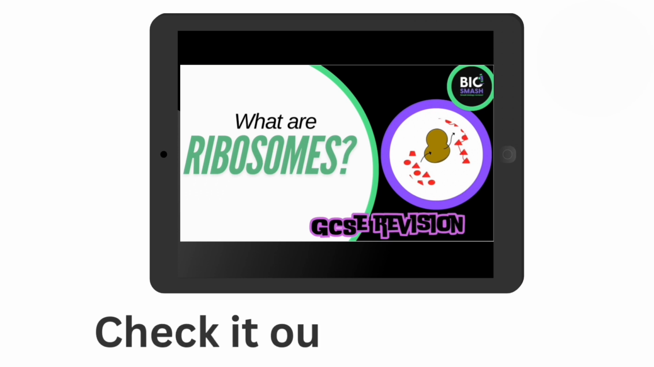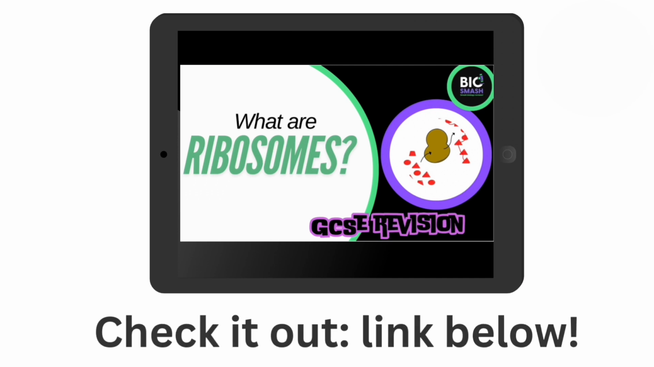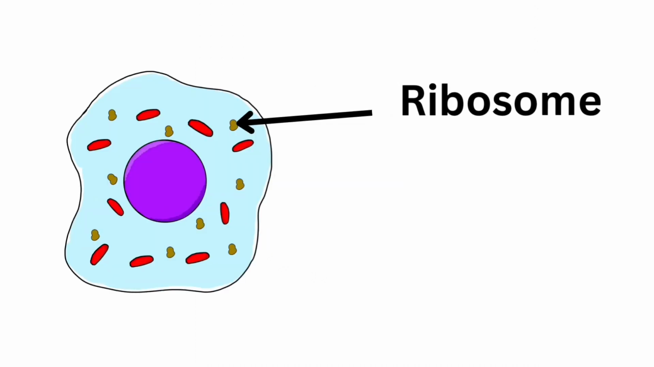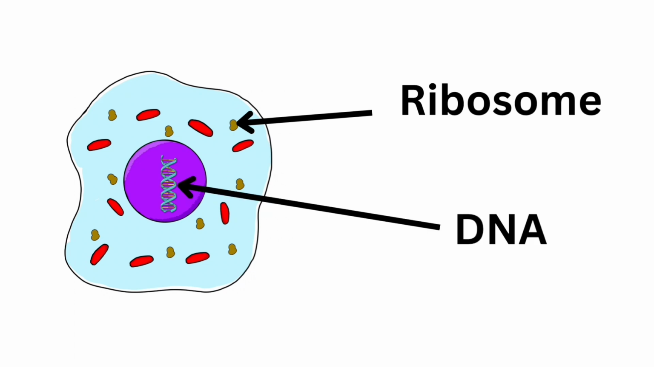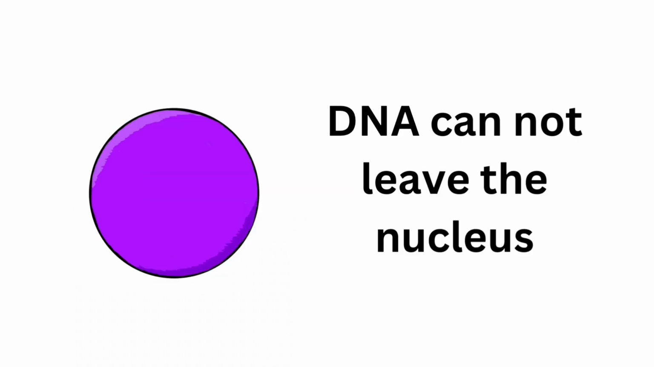If you want to learn more about ribosomes, you can check out this video, which is linked below. But for now, you just need to know that ribosomes look something like this, and they can be found inside the cytoplasm of the cell. As you know, the DNA code is stored in the nucleus of the cell, so somehow that code needs to get to the ribosome in the cytoplasm. However, the DNA molecules are not allowed to leave the nucleus.